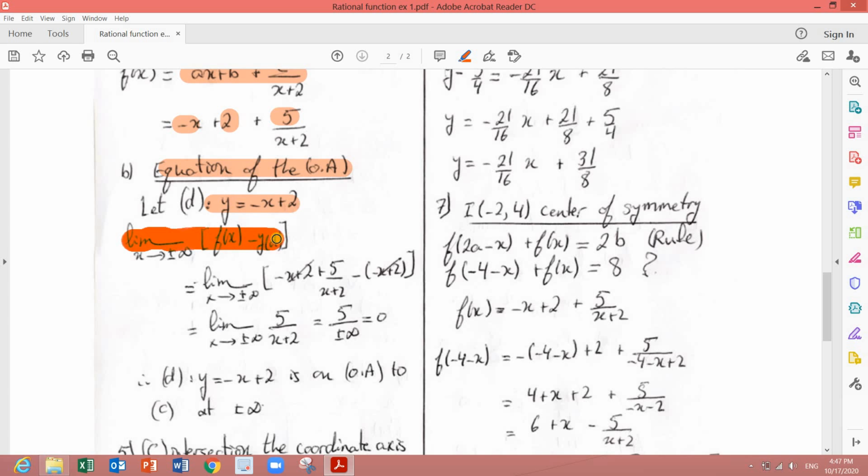of f(x) minus y_D as x tends to plus or minus infinity should be 0. To prove we have an oblique asymptote, we have to prove that the limit as x tends to plus or minus infinity of f(x) minus y_D equals 0. So for f(x), it is better to use this form of f(x).